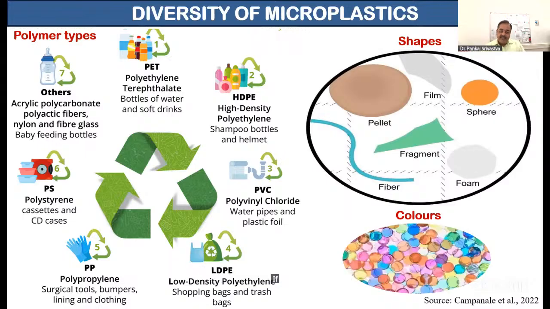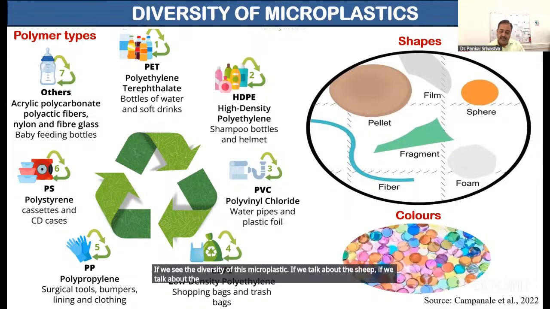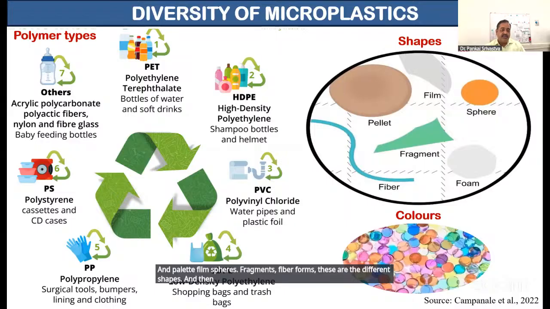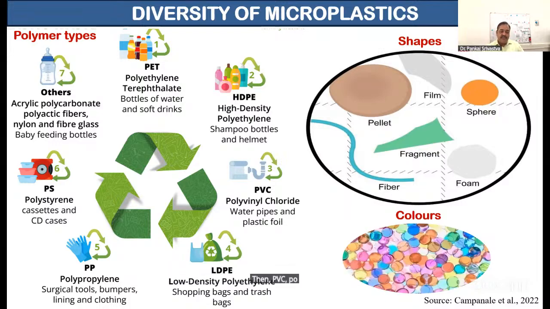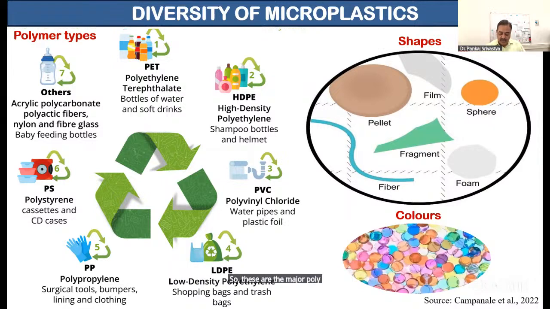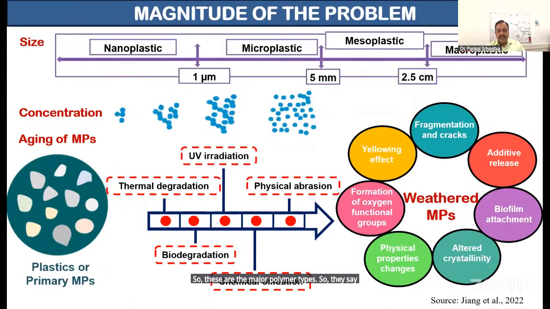If we see the diversity of this microplastic, if we talk about the shape, the polymer types and colors, it's a huge diversity we have found. Pellet, film, spheres, fragments, fiber, foams, these are the different shapes. And then polymer types: PET, polyethylene, whether high density or low density, then PVC, polypropylene, polystyrene, and other kinds like polylactic fibers, nylons and fiberglass. So these are the major polymer types. This is just a glimpse of the diversity of microplastics.